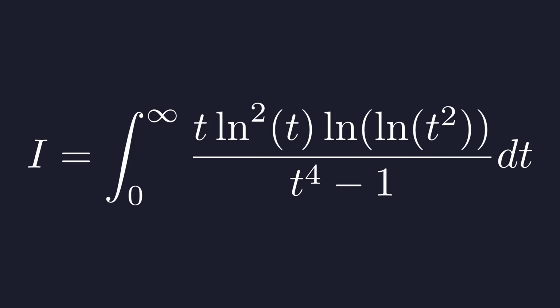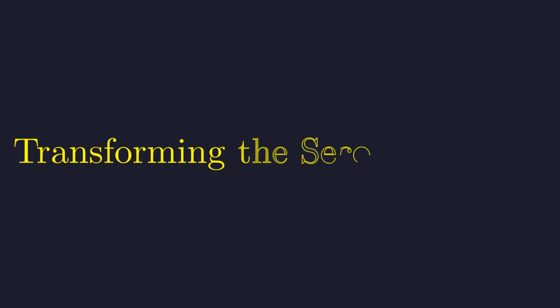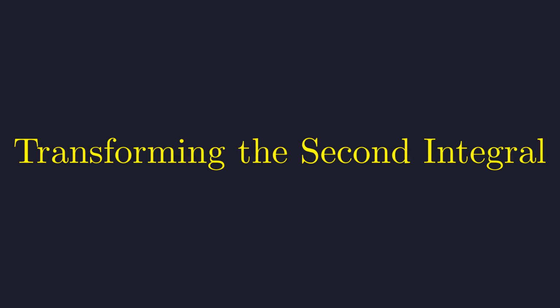Let's define I as the integral part of our problem. We split I into two pieces, an integral from 0 to 1 and an integral from 1 to infinity. Now, we will perform a substitution on the second integral to transform its domain back to be from 0 to 1. Let's focus solely on the second part of our integral, from 1 to infinity.